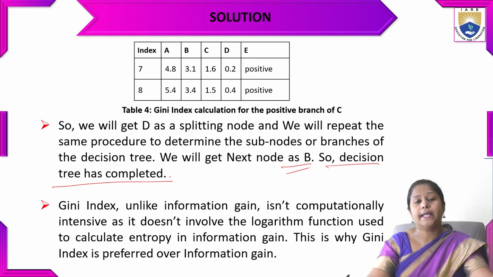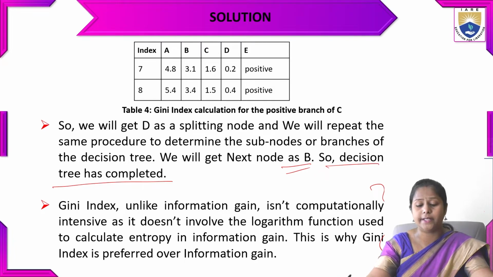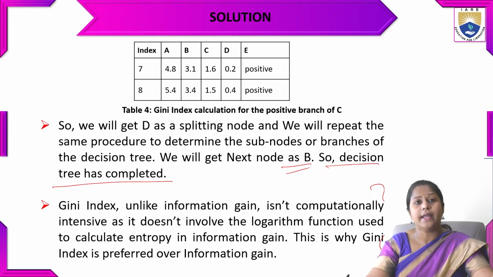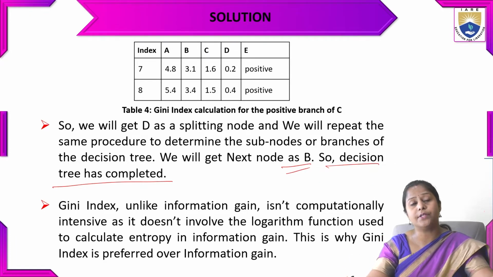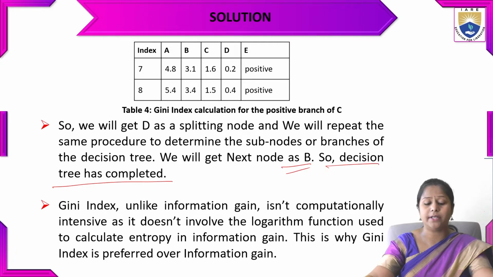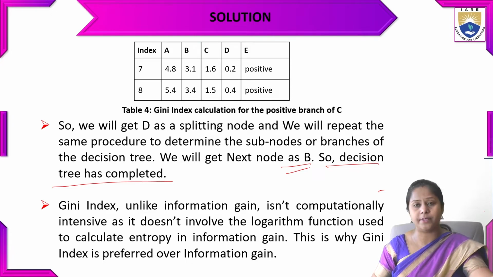So like this, again and again we have to do the same procedure, but this is a very easy procedure to get the result quickly and fast, as it is shown in a graphical representation. So Gini index, unlike information gain, which is computationally intensive, does not involve the logarithm. So here we are not using the log function used to calculate the entropy in information gain. So this is why Gini index will be preferred over the information gain.